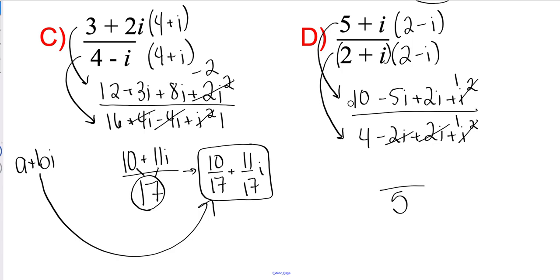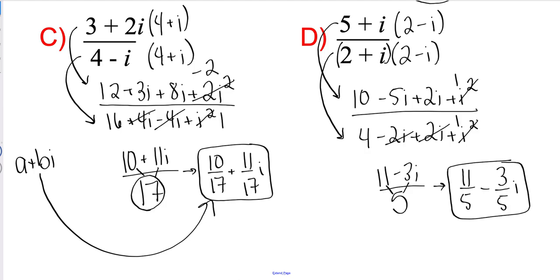And in the numerator, I have a 10 plus a 1. That's 11. And a negative 5i plus 2i is a negative 3i. And then, just like this one, I have to finish it by splitting that. So this turns into 11 fifths minus 3 over 5i. Okay? So division takes a little bit of work, but remember the rule: when you have an i squared, that cancels itself out.